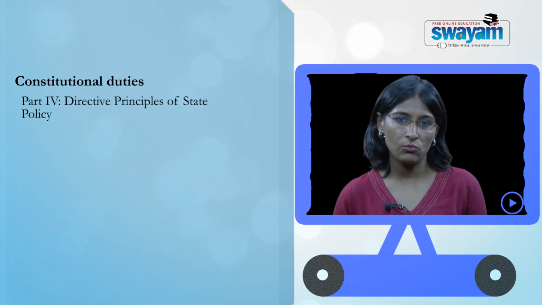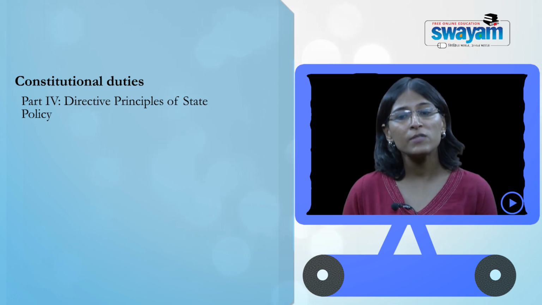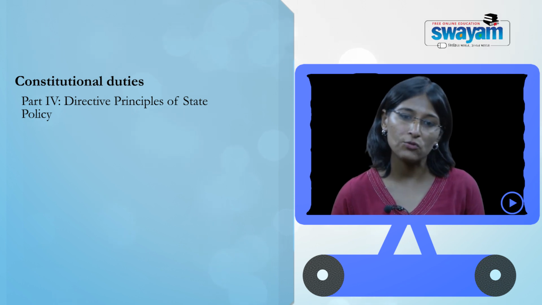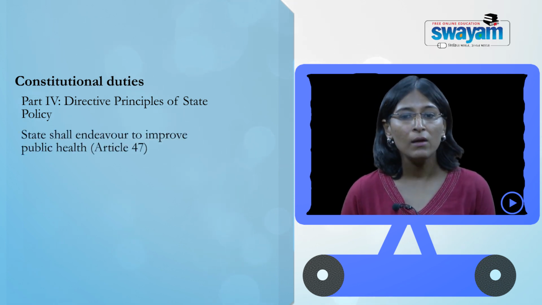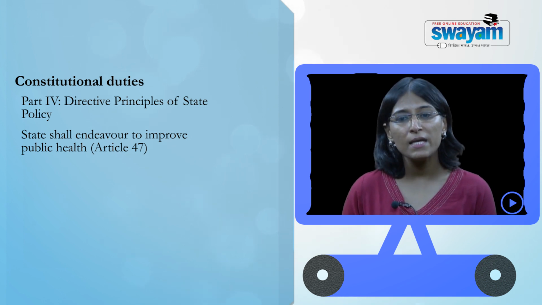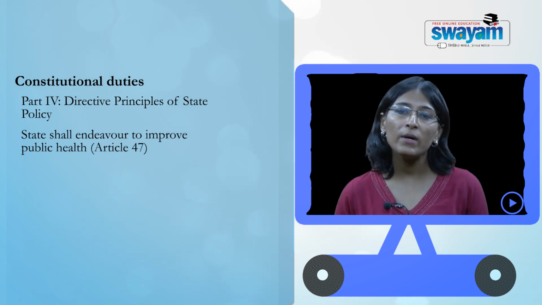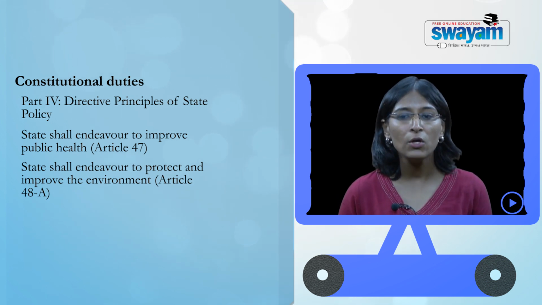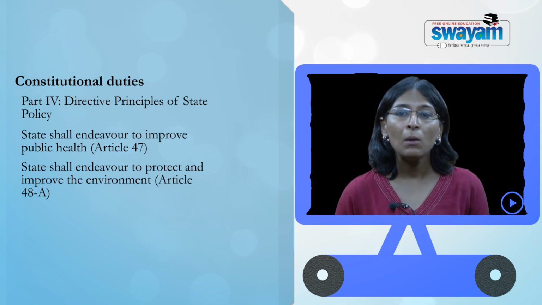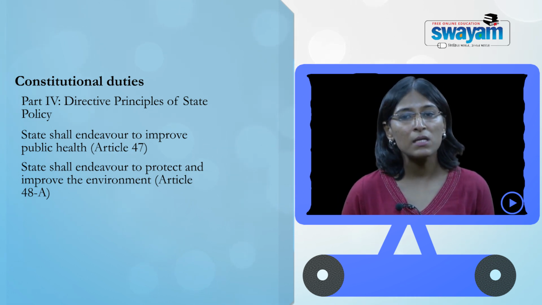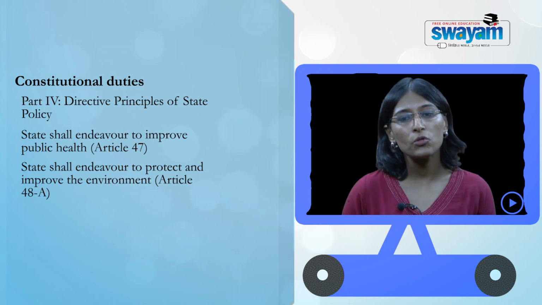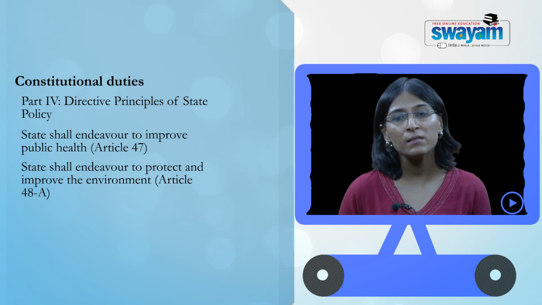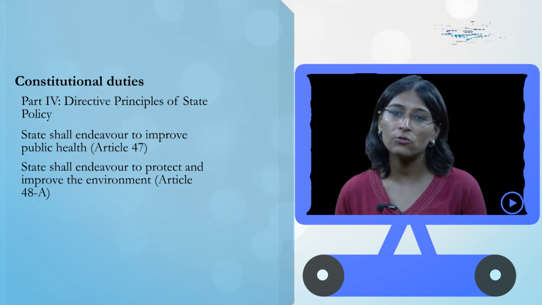Part 4 of the Constitution, which talks about directive principles of state policy, has two such provisions which are relevant in the context of water pollution. The first one is Article 47, which says that the state shall endeavour to improve public health, and the other one is Article 48A of the Constitution, which says that the state shall endeavour to protect and improve the environment. Both health and environment are affected by water pollution and water quality, and therefore these two provisions of the Constitution also provide some guidance with respect to management of water pollution.